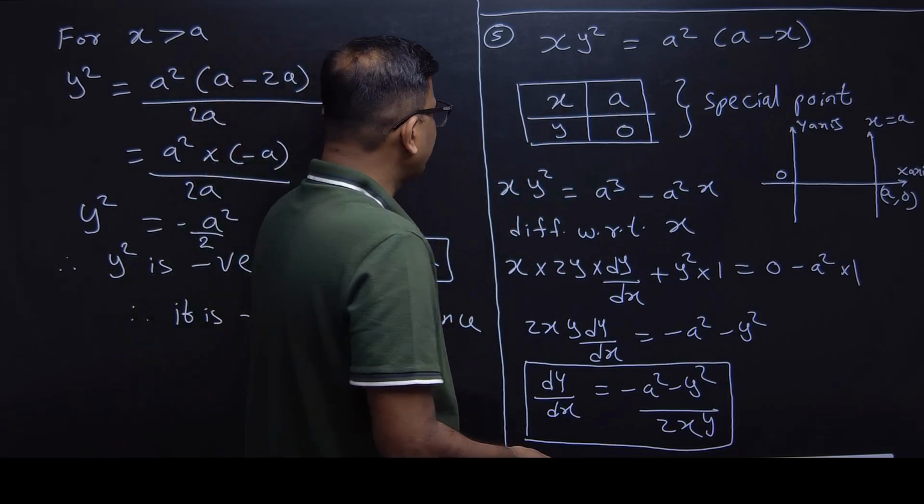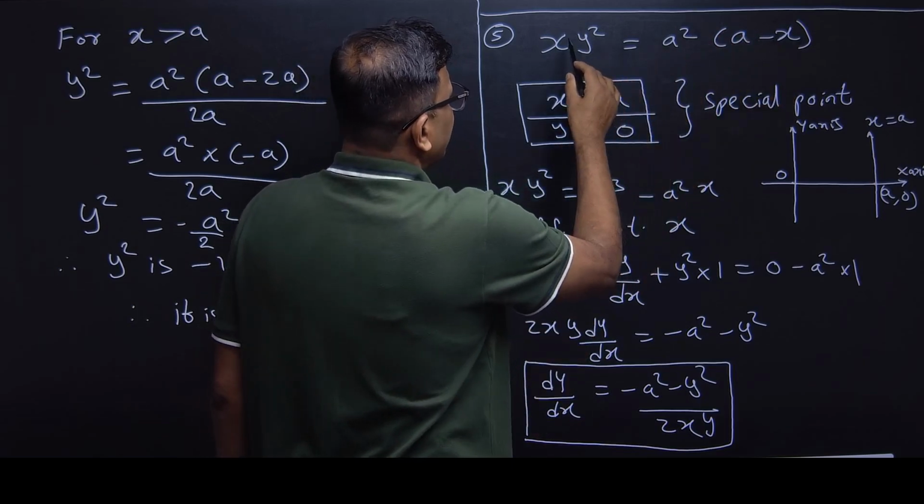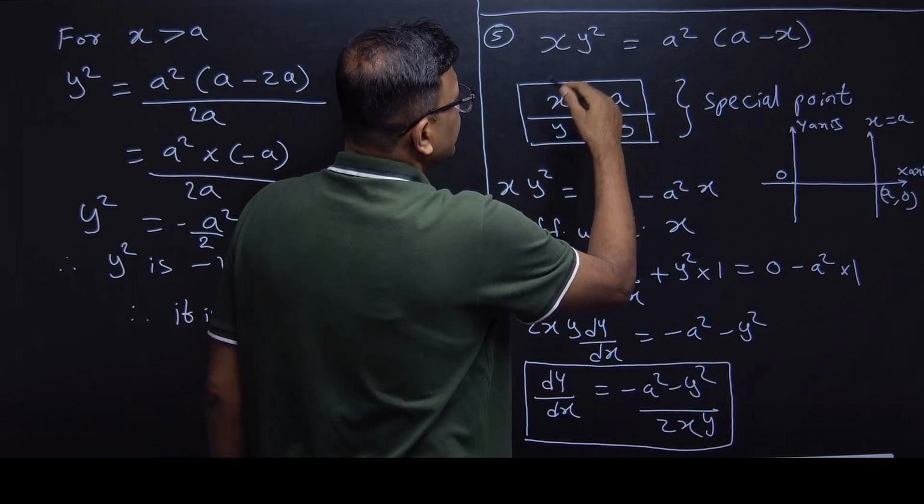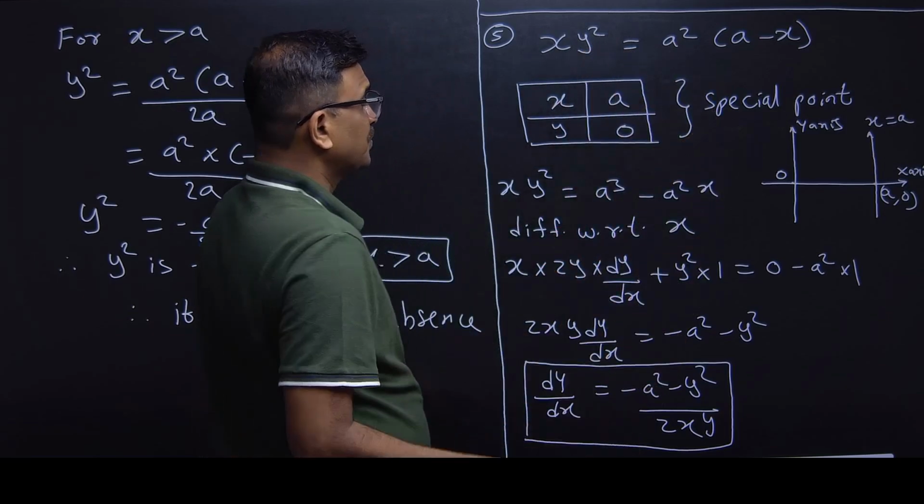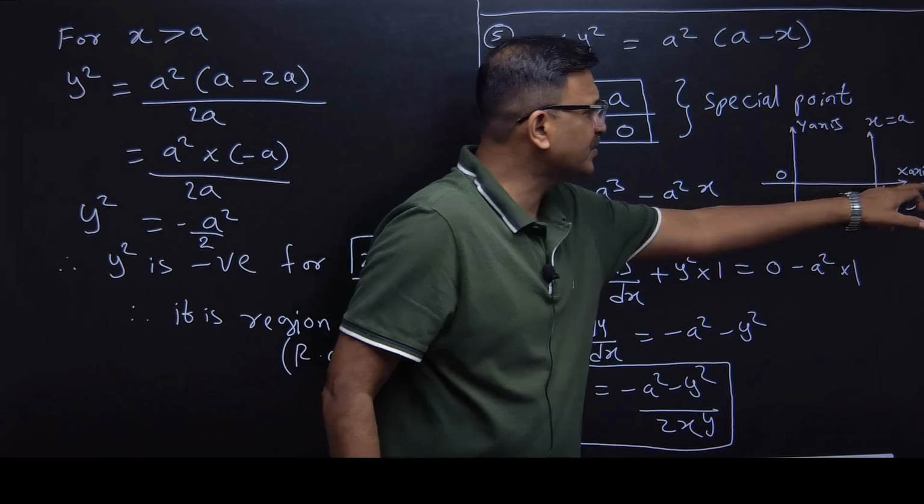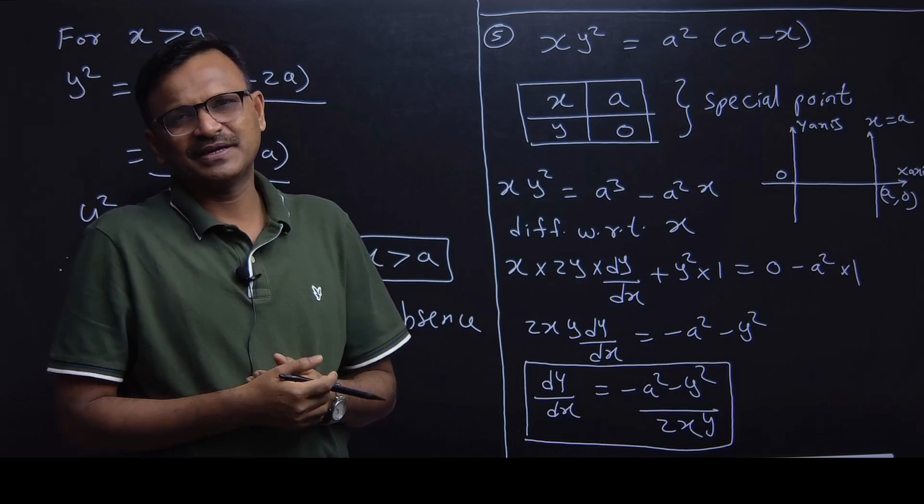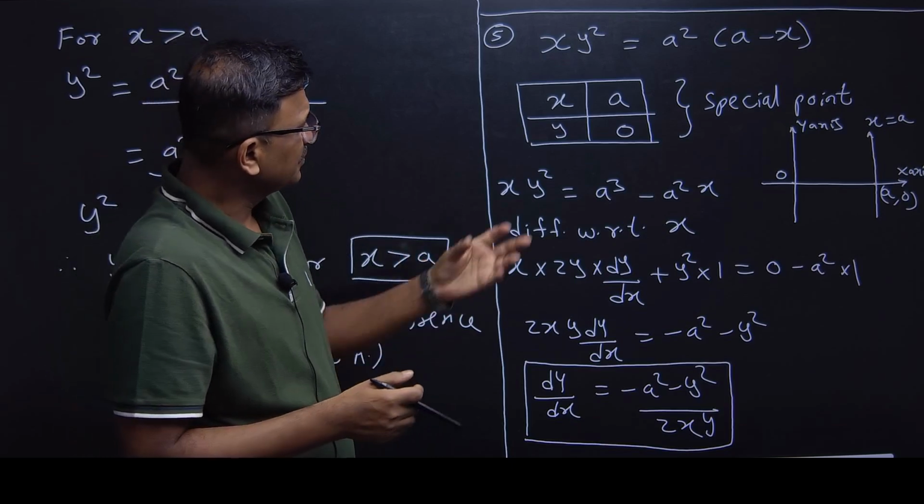In the given equation, if we put x as a, a minus a becomes 0. We get a into y square is equal to 0. So we get y square is 0. So when x is a, y is 0. So that is a special point. Why is it a special point? See, a comma 0 lies on x axis. Any point which lies on x or y axis or any axis of symmetry is a special point for us. That is a special point.